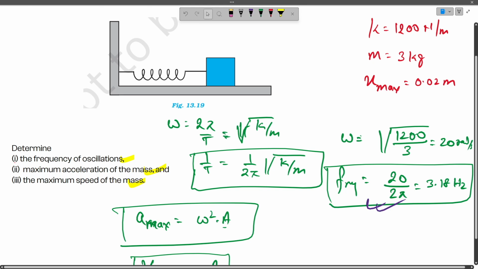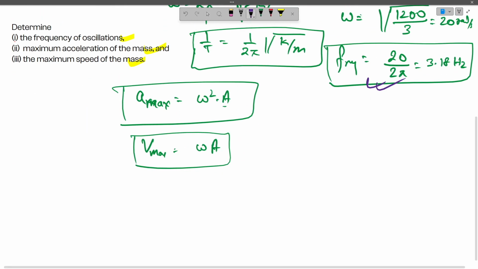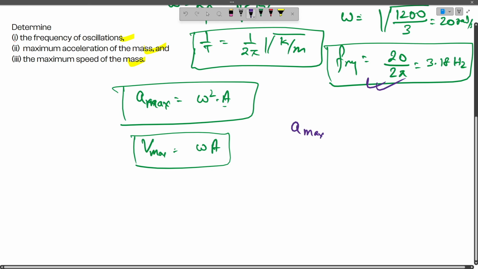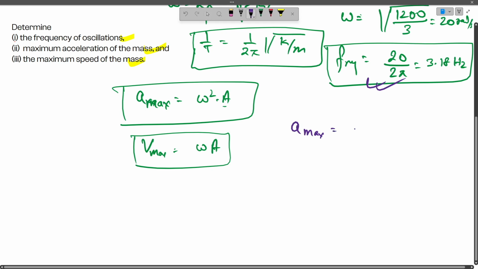Now we have to calculate maximum acceleration. Maximum acceleration is omega square A. We have the value of omega, so we can calculate a max as 20 square multiplied by the amplitude, that is 0.02 meter. Upon calculation of this we get 8 meter per second square.